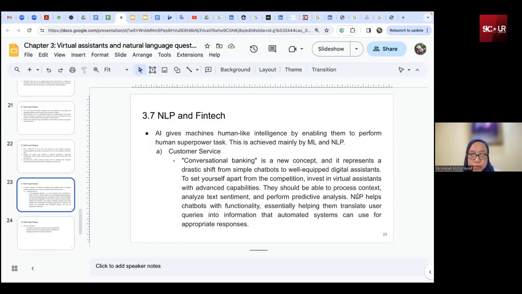So NLP also helps the chatbot with functionality, essentially helping them translate users' queries into information that the automated system can use for an appropriate response. So that's how they create it. And I think that also shows why chatbot is important lah kan in the banking.